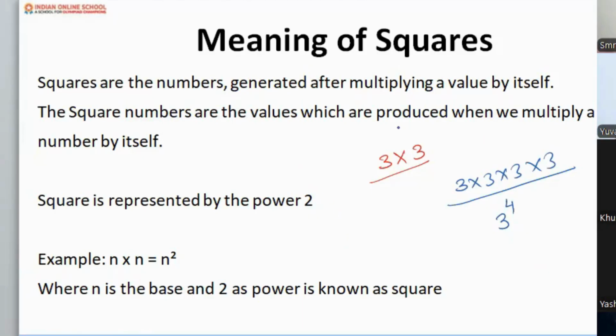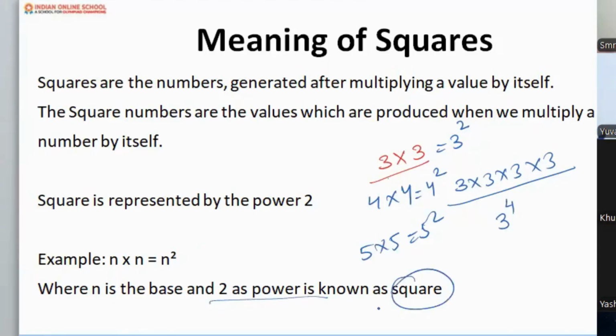So if I'm multiplying a number 2 times, instead of writing it in this way, I can write 3 raised to the power 2, 4 raised to the power 2, 5 raised to the power 2. If any number is multiplied 2 times with itself, we can write it as a power of 2. And whenever any number is raised to the power 2, that makes a square. Understood everybody? What is a square?